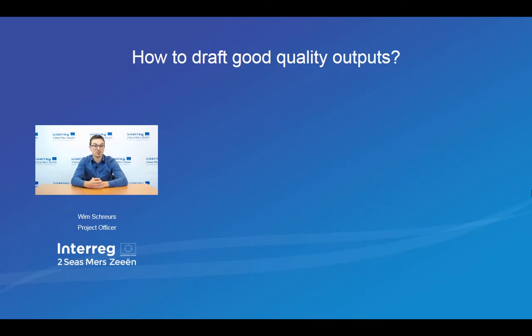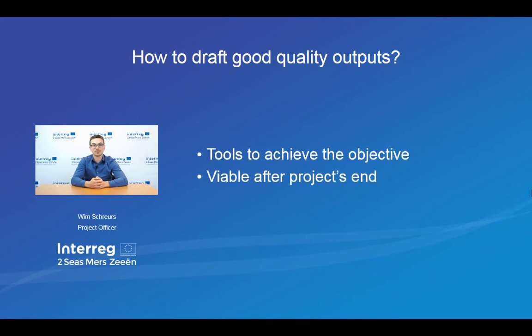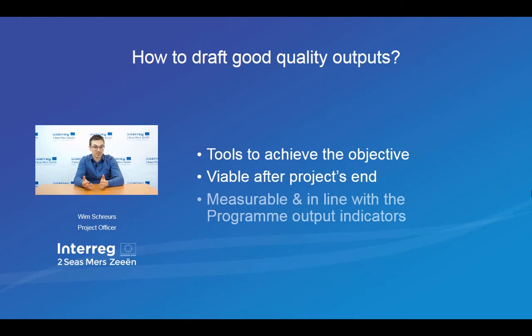Next thing to think about is output. How are you going to concretely achieve the objectives that you set? An output is basically a sort of tool to achieve the objective that you had identified. You need to make sure that this output can be viable also after the project ends, so that the benefits that it generates can continue, and that it's measurable and in line, of course, with the program output indicators that are identified for each specific objective.